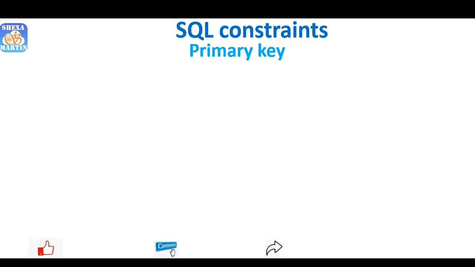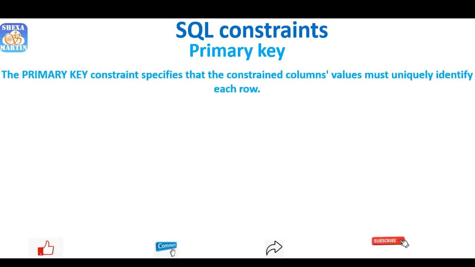As discussed earlier in other lectures, the primary key constraint specifies that the constrained column's values must uniquely identify each row. So unique and primary key both identify a row or a record in a table. A primary key uniquely identifies each row in a table. Primary keys must contain unique values.